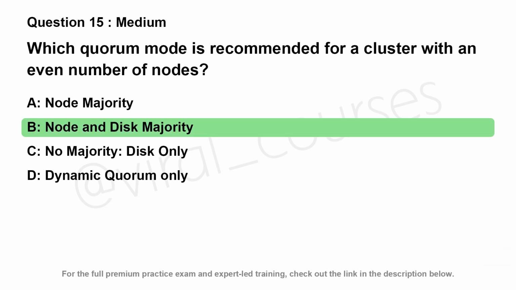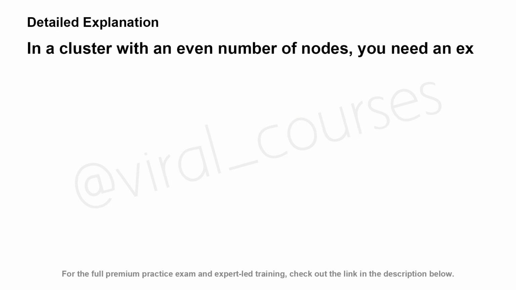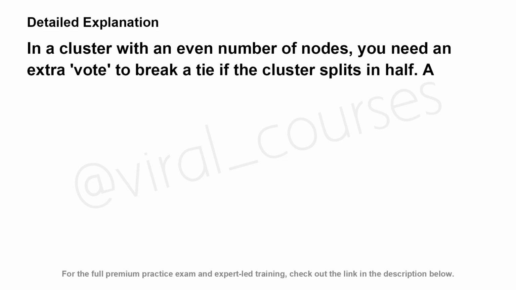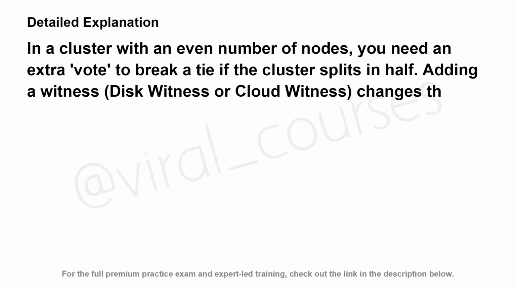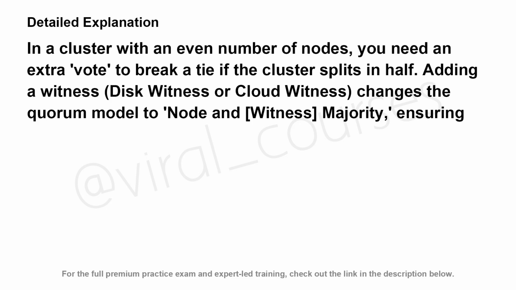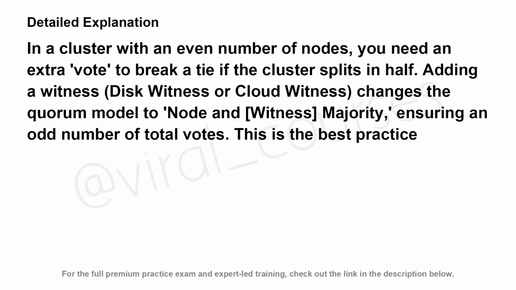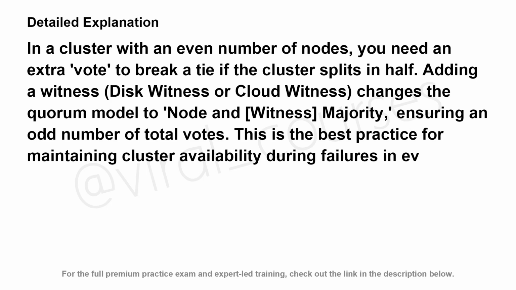The correct answer is B. In a cluster with an even number of nodes, you need an extra vote to break a tie if the cluster splits in half. Adding a witness, disk witness or cloud witness, changes the quorum model to node and witness majority, ensuring an odd number of total votes. This is the best practice for maintaining cluster availability during failures in even node configurations.